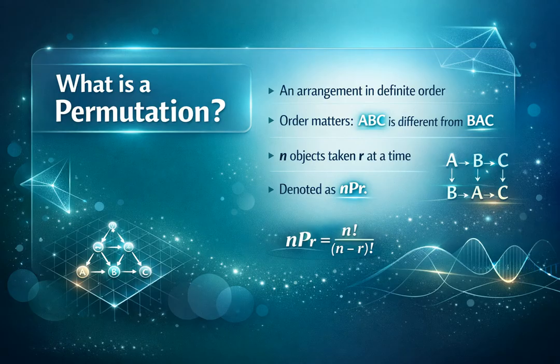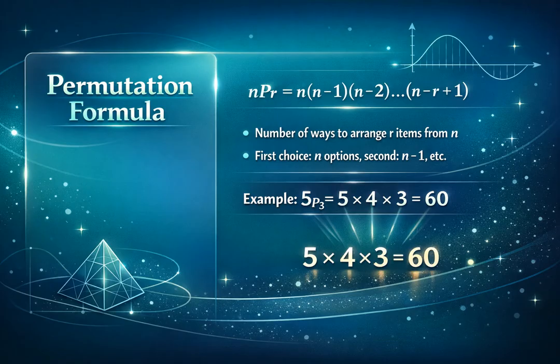A permutation is an arrangement in a definite order. The key point is that order matters. ABC is different from BAC. We denote the number of permutations of n objects taken r at a time as nPr. For example, arranging 3 people in a line from a group of 5 is a permutation. The permutation formula is nPr equals n times (n minus 1) times (n minus 2) all the way to (n minus r plus 1).